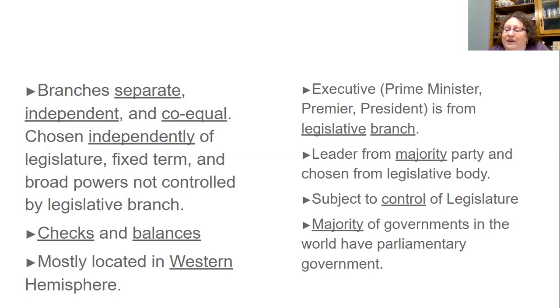But they're all voted for separately. The legislature is voted for by the people independently. There's supposed to be more checks and balances. So this is what we see happening in a lot of the West, and that has to do with the United States and a lot of influence on Latin America. So parliamentary systems are very common in Europe, and the prime minister could sometimes be called a premier. Sometimes the title is even president, but they still have a parliamentary system.